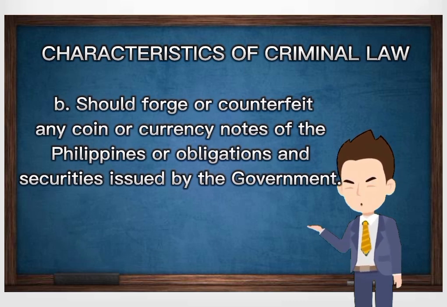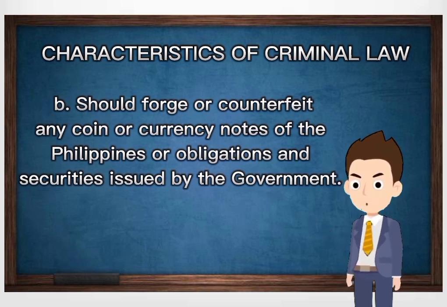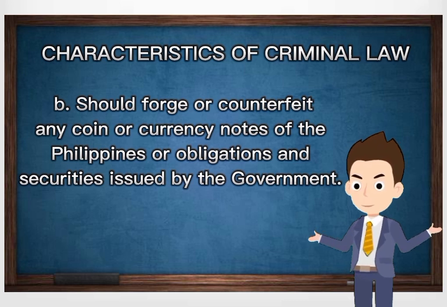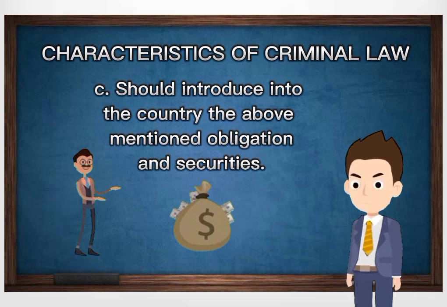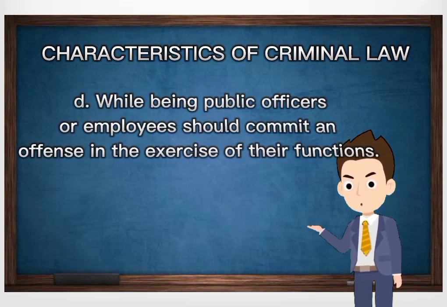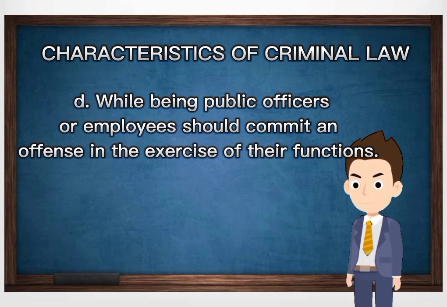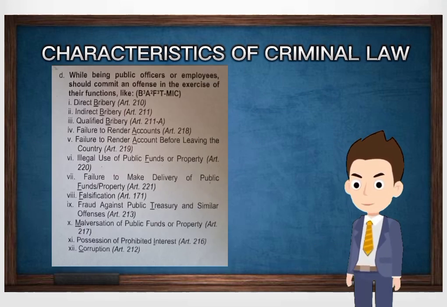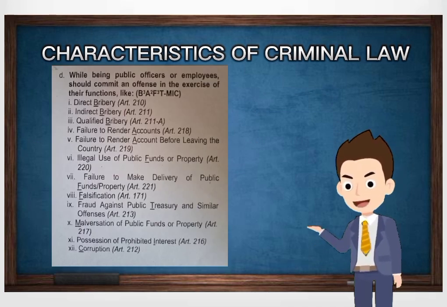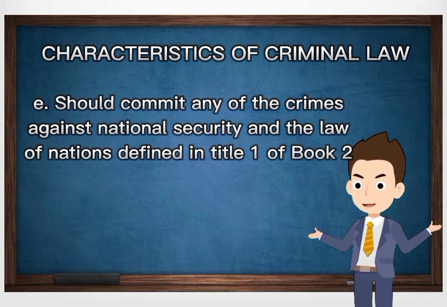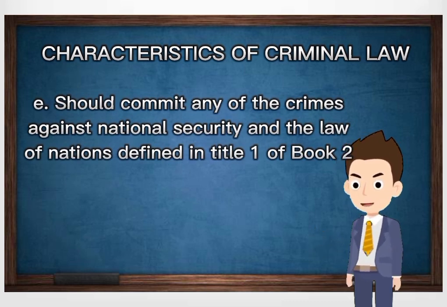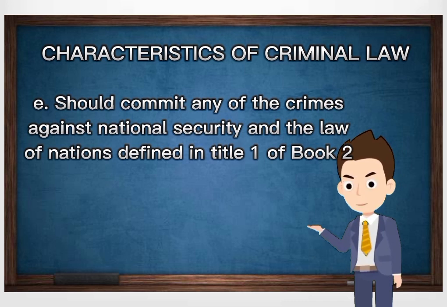Next is, should forge or counterfeit any coin or currency notes of the Philippines or obligations and securities issued by the government. Another is, should introduce into the country the mentioned obligations and securities. Fourth, while being public officers or employees, should commit an offense in the exercise of their functions. Here are the following examples. Lastly, should commit any of the crimes against national security and the law of nations defined in Title 1 of Book 2.